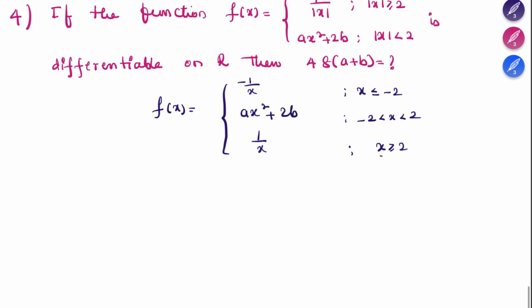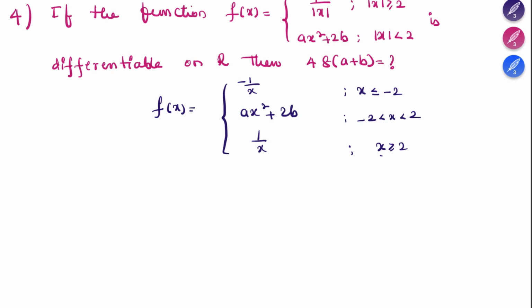Now here it is given that f is continuous. Differentiability is given, continuity is not given directly. Differentiability means continuity is also there. So f is continuous. If it is continuous everywhere, it is continuous at minus 2 also, and it is continuous at 2 also. So I will use any one of them. You can use it at minus 2 or at 2. I will use 2 now. So f is continuous at x equal to 2.